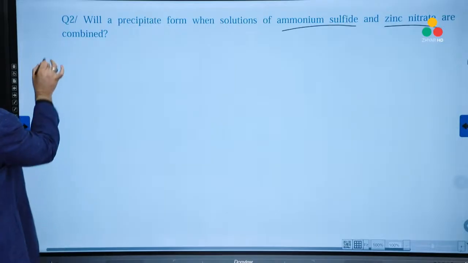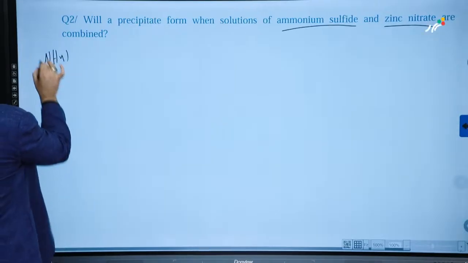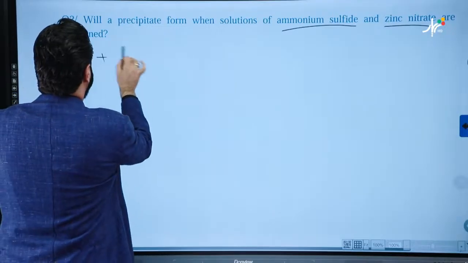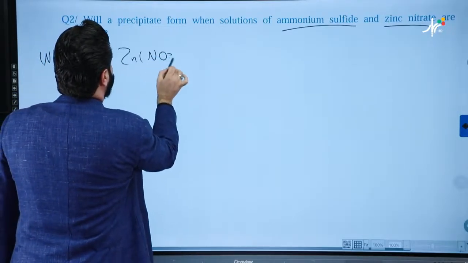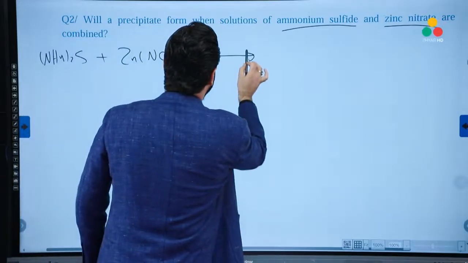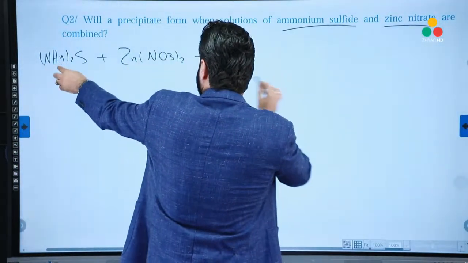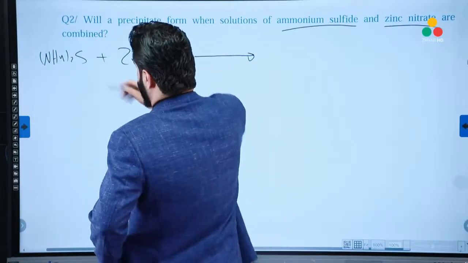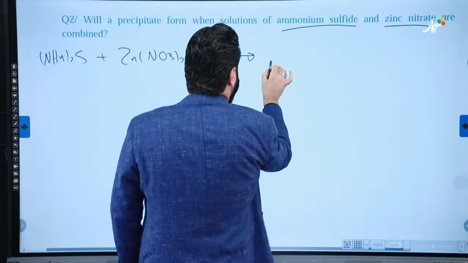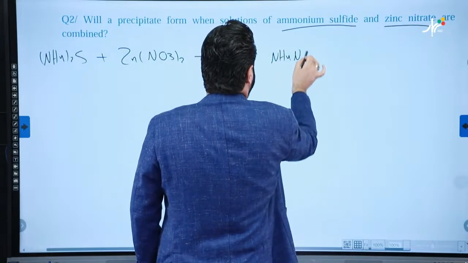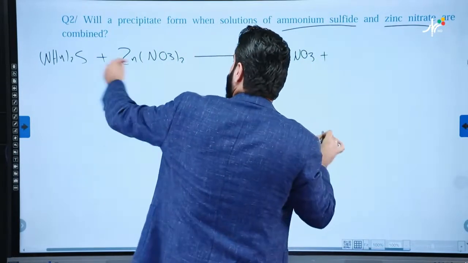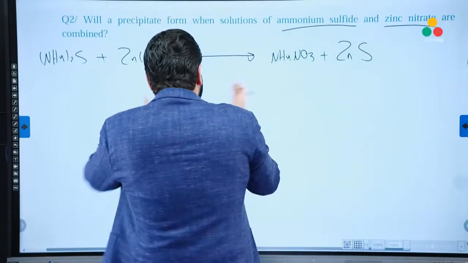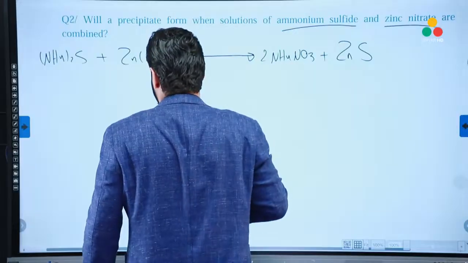Ammonium sulfide. Look, this is ammonium sulfide: (NH4)2S. Ammonium sulfide plus zinc nitrate, Zn(NO3)2. First step, write the double displacement reaction. This is how to write the double displacement: NH4 NO3 plus ZnS. Then balance it, put 2 here, and it will become balanced.